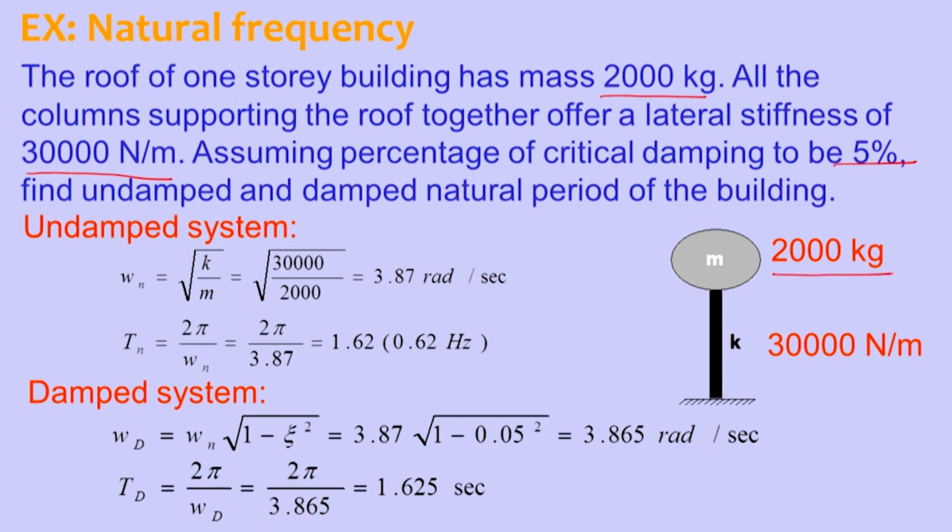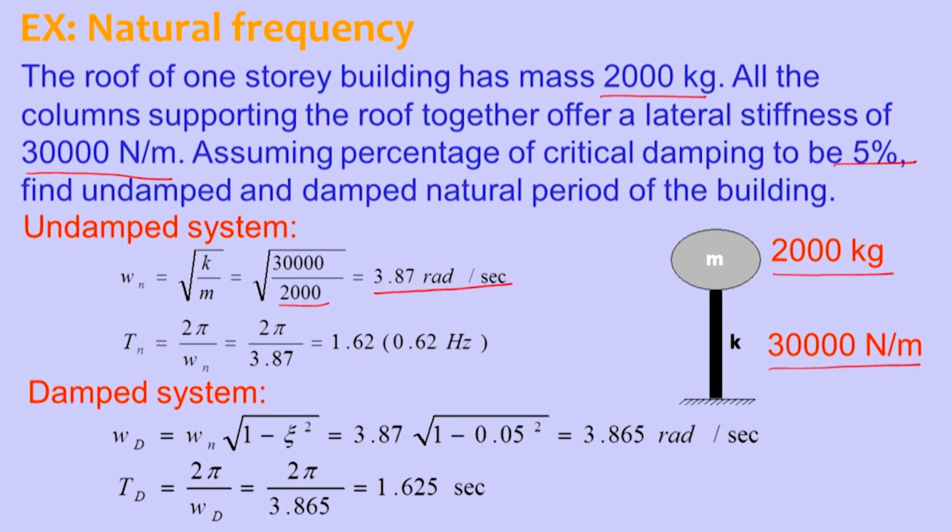We already know the system parameters: the mass of the building and the stiffness of the building. So m is 2000 kg and stiffness is given as 30,000 Newton per meter. Now how do we find the undamped natural period? For that we need the undamped natural frequency. The formula we know: omega n is equal to under root k by m. Here we need to observe one thing, k should be in units of Newton per meter and mass should be in kg. So 30,000 Newton per meter, and in the denominator we substitute 2000. That gives us 3.87 radians per second as omega.